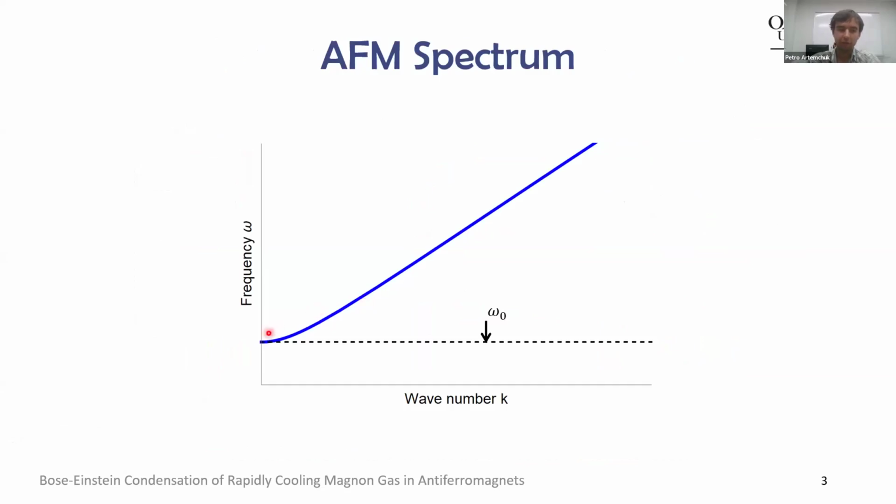So here we see a sketch of the spectrum of an antiferromagnet, only one branch of it. And technically, if we can get a significant accumulation of magnons at the bottom of the spectrum here, which corresponds to an increase of chemical potential up to this spectrum gap, then we can achieve Bose-Einstein condensation of magnons.